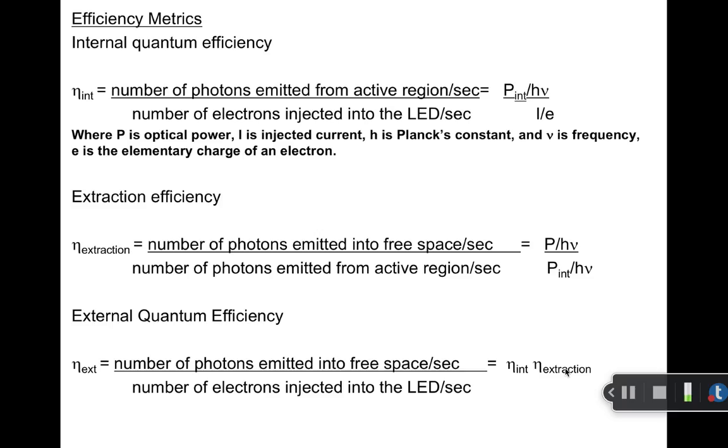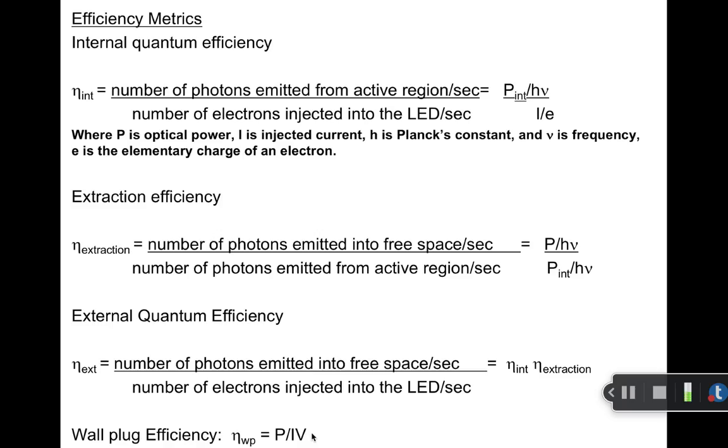Now, another efficiency metric, which may make a little bit more intuitive sense to the layperson, is the wall plug efficiency. And basically, this is saying how much optical power do I get out divided by the amount of electrical power that I put in. So here's my P, which is the optical power, divided by the electrical power that I put in. So if it was 100% efficient, then all of the electrical power I put in would be used to create photons.